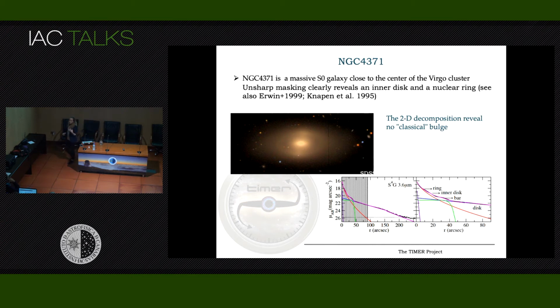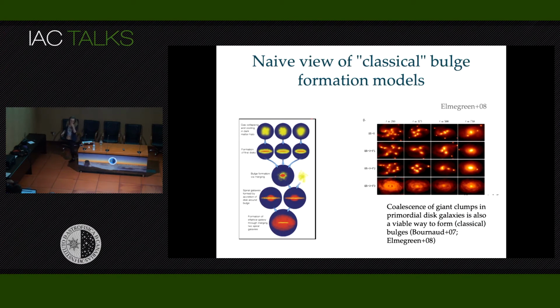This galaxy is one of the ones I was showing you before that have an inner disk. In any case, classical bulges are believed to form by interactions with other galaxies or by the coalescence of giant clumps in primordial disk galaxies. So they are believed to form in the period previous to the secular evolution of the disk. And it's difficult to understand how this galaxy, which is in the center of the Virgo cluster and is also a lenticular, which are believed to have classical bulges, has escaped these processes and managed to not have a classical bulge.